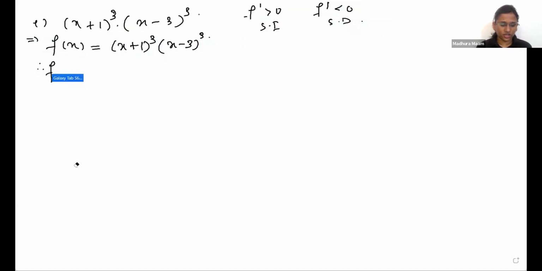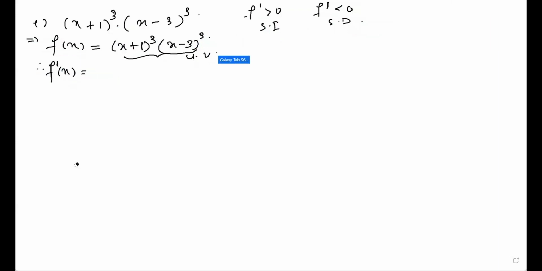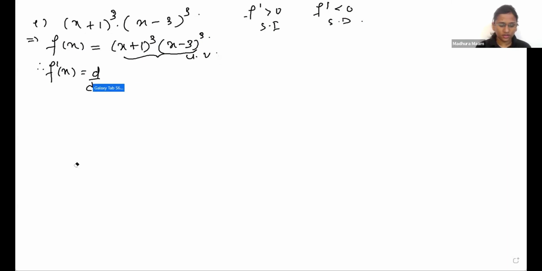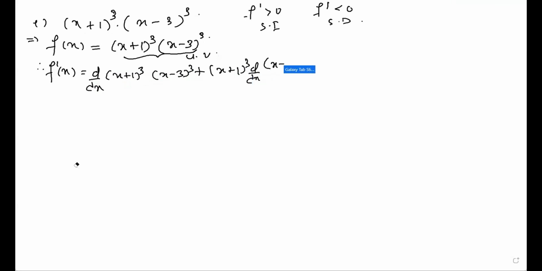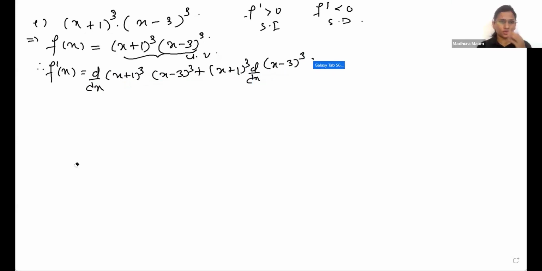Therefore, differentiating f of x with respect to x. Tell me which rule I have to apply here? UV rule. UV rule, because this is the product of two functions, correct? So what does the UV rule say? Derivative of the first function, second function as it is, plus, okay? Again, which function as it is? u as it is, and derivative of v. What is the v function here? x minus 3 whole cube, correct? Now, treat it as x cube. Will the chain rule come here?